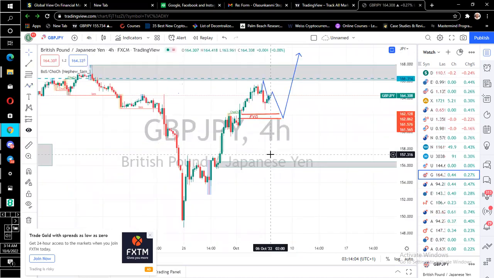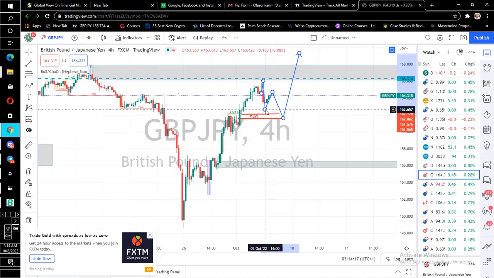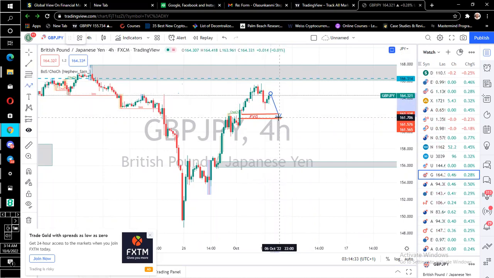GBPJPY played as expected, hit to this level here, then came down to this level here. It went back up here. So we still want to see them give us this downside. All right, so I'm taking this out. That is the FVG here. So I would like to see them give us this. It goes to this downside, from here to this upside. So this is what we'll be looking at from our analysis for today.